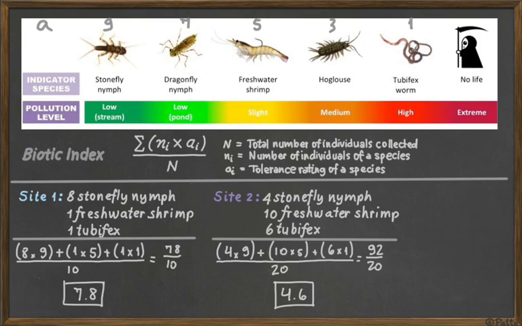What does this mean? Site number 1, with 7.8, is cleaner. Site number 2, with 4.6, is more polluted. This is how we use the biotic index. So you can quantify by the tolerance of the individuals in the place the level of pollution or any other disturbance that you have in that area. Remembering that the tolerance rating is going to be smaller for the ones that are more tolerant to high pollution, and bigger for the ones that are more sensitive. We want our result to be the bigger, the better.